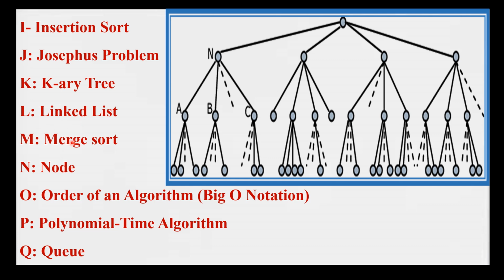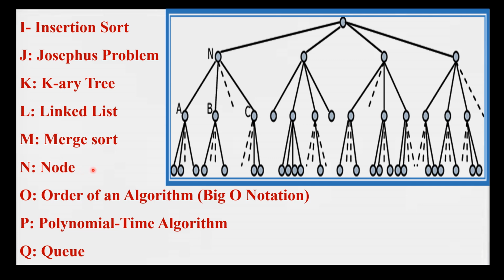M stands for merge sort. Now we know it as a divide and conquer sorting algorithm that merges subarrays to form a single sorted array. For example, sorting a list of unsorted numbers by dividing the list into two halves, sorting each half and merging the sorted halves. Then N stands for node. We know it as a vertex in a graph or a tree. For example, a node can be a city in a map represented as a node in a graph.